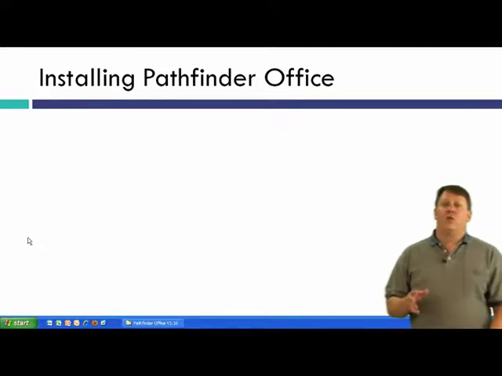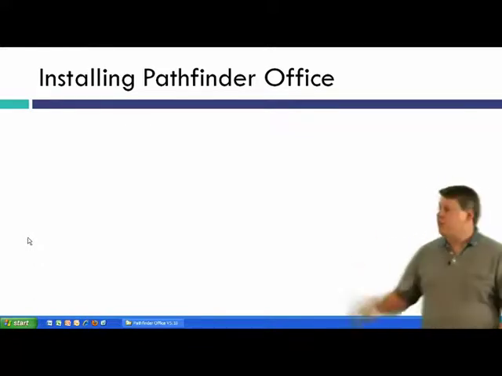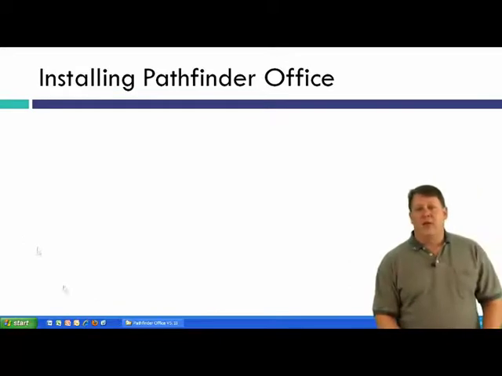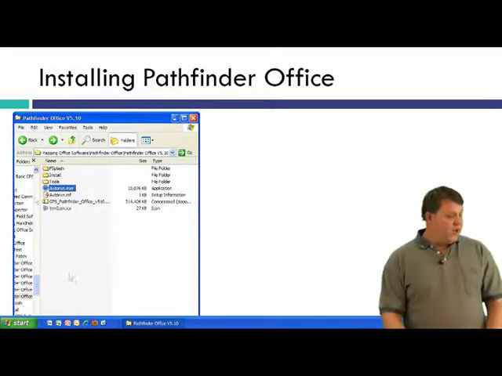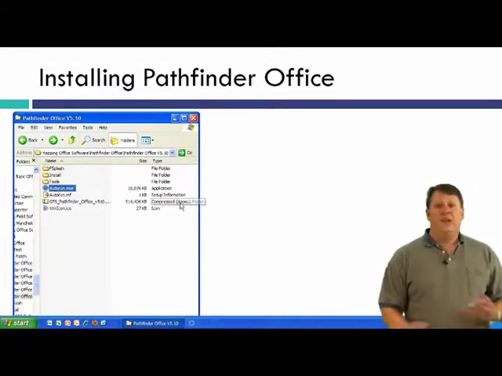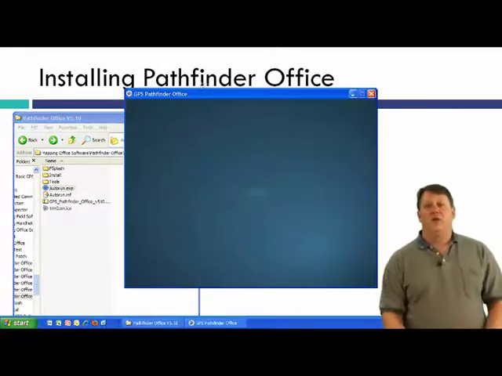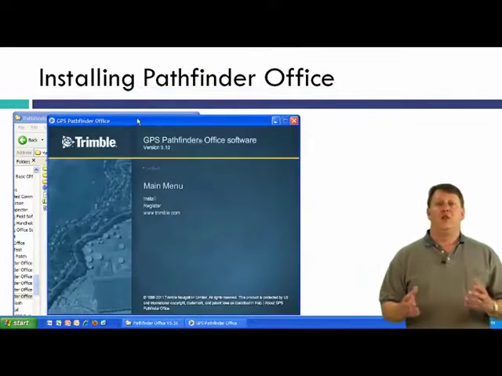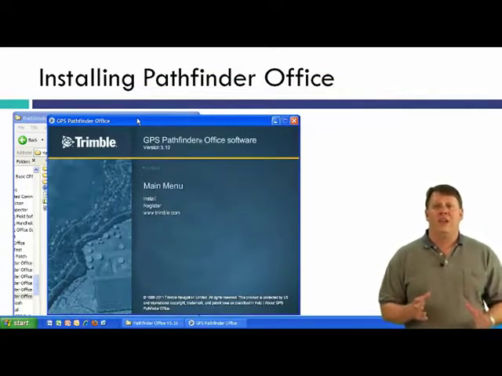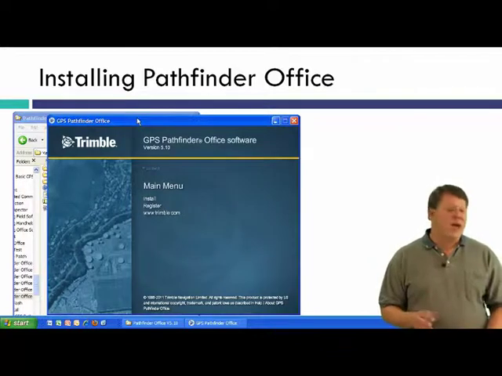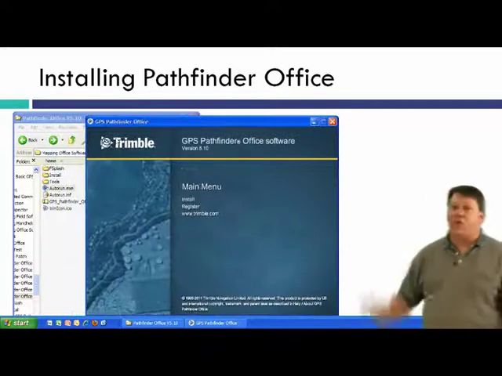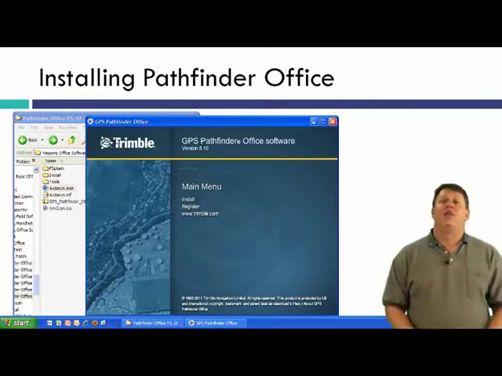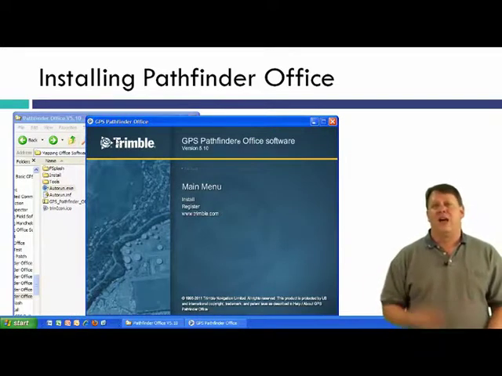Great. Now that we're ready to install Pathfinder Office, the first thing we're going to do is navigate to that folder where everything was unzipped. We're going to double click on the autorun.exe. If you want to do a single use install and you've had problems with autorun.exe in the past, you can click on the install folder, then go to the Pathfinder Office folder, and there'll be a .msi file where you can do the same thing.